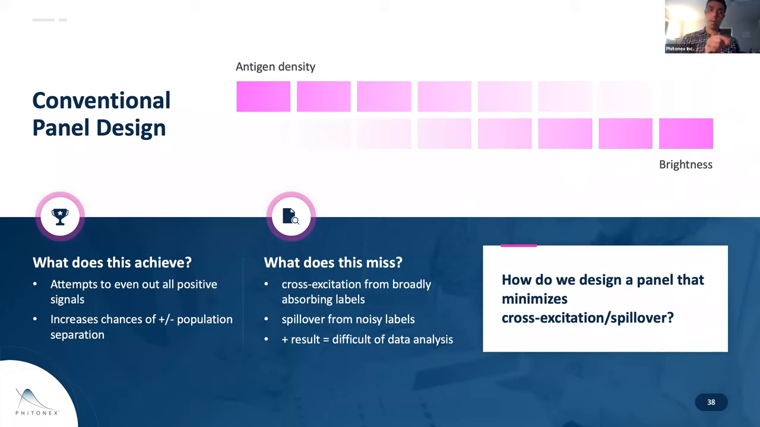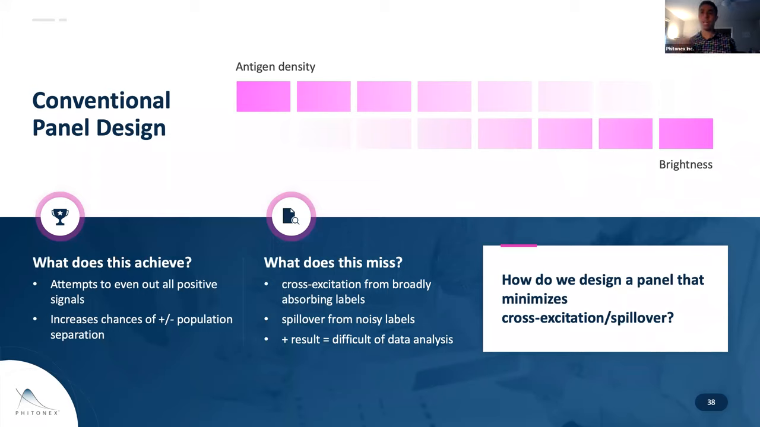I think conventional panel design definitely achieves evening out positive signals. It definitely increases the chances of positive-negative population separation. That's about it. And it deals with the compromises of current dyes fine. It misses cross excitation for broadly absorbing labels, right? What you see is what you get. You've got to deal with that. It misses spillover from noisy labels. And the result is this difficulty of data analysis. Because honestly, for most people, once you buy the panel, good luck. If you've got hard-to-separate populations, well, that's on you.